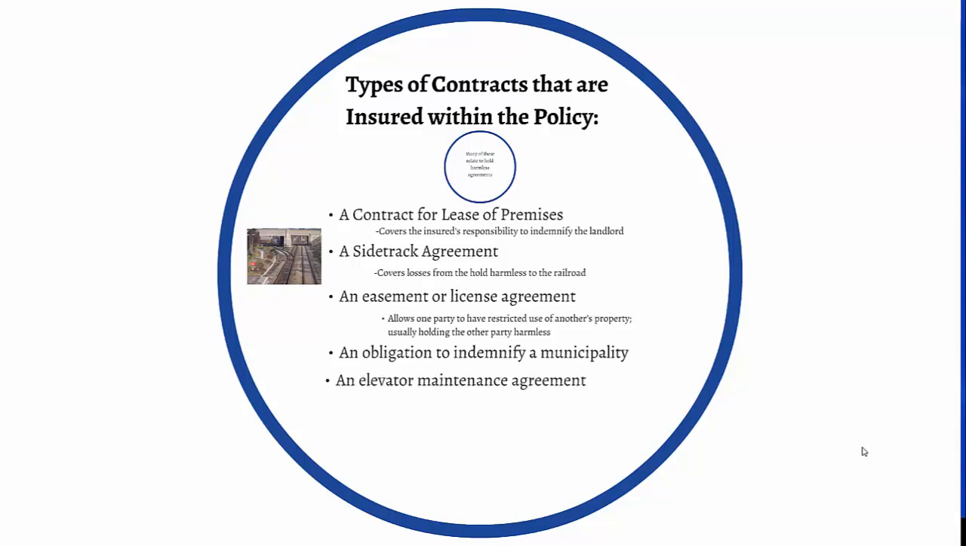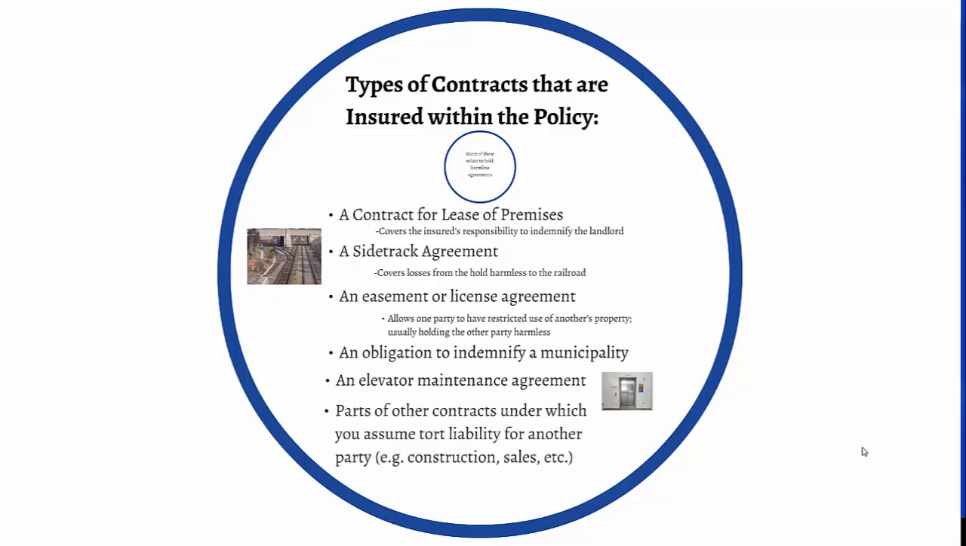An elevator maintenance agreement. Commonly, when a business has an elevator in its building, they're responsible for the maintenance. So, for example, if an elevator malfunctioned, causing someone to be injured, and that injured party sued the elevator company, the company could turn around and sue the business where the elevator is located, and they would be reimbursed by the business's commercial general liability policy. And then parts of other contracts under which you assume tort liability for another party, such as construction, sales, etc.